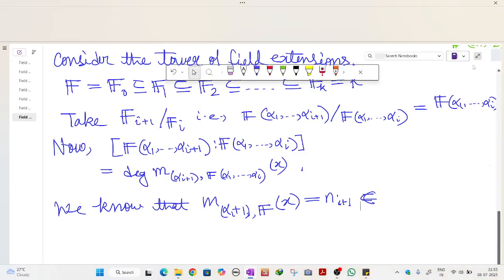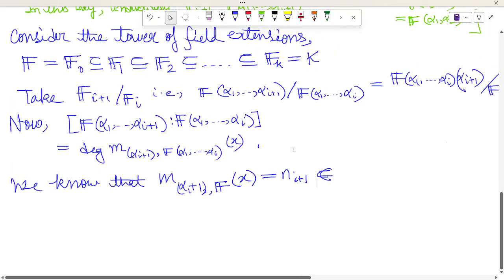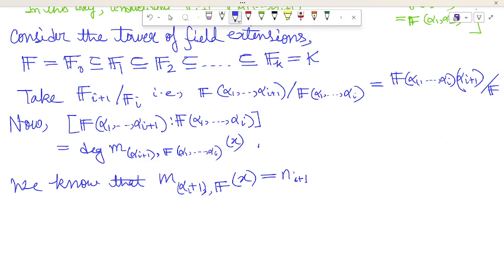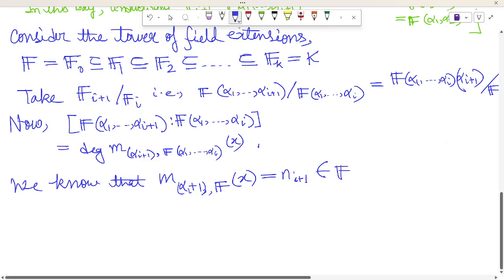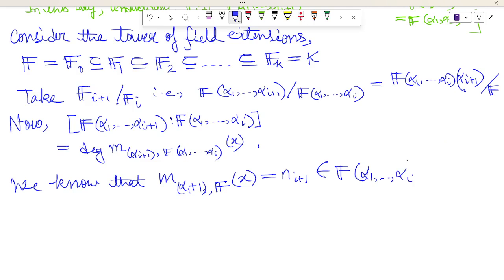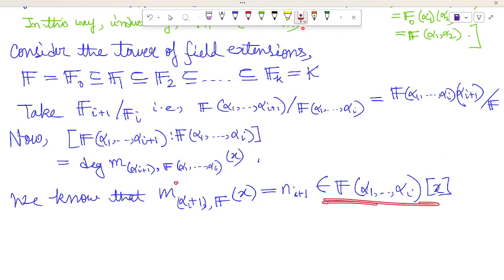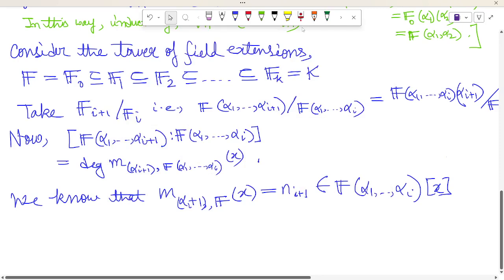So where we were, this polynomial, if you think carefully, the polynomial belongs to, also here, if you consider alpha 1 to alpha i, x, because it is a much bigger field than this, so this thing.